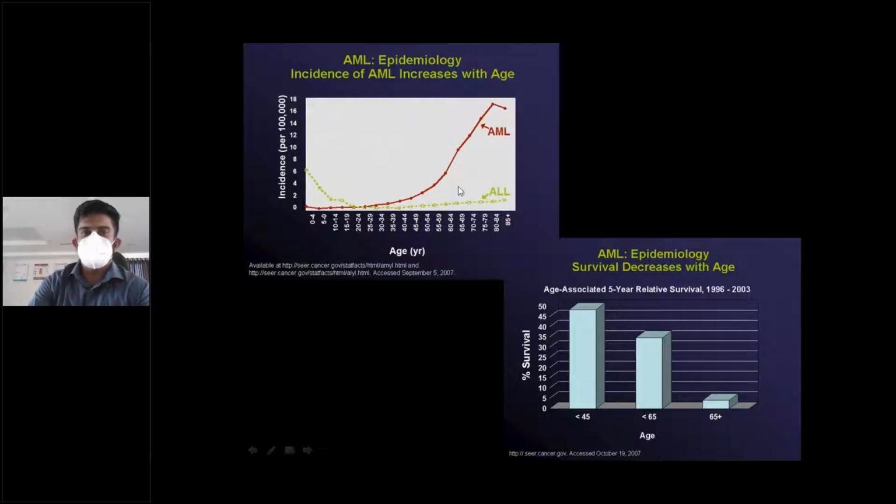The incidence of AML increases with age. So even though it's more commonly diagnosed in the younger generation, as it goes older, you have a higher percentage of incidence, with a peak age of around 80 to 84. And the 5-year survival is much higher in the younger age group than in the older age group. At 65 plus, the 5-year survival is very low. So you know that the prognosis is bad when it is diagnosed at a later age.